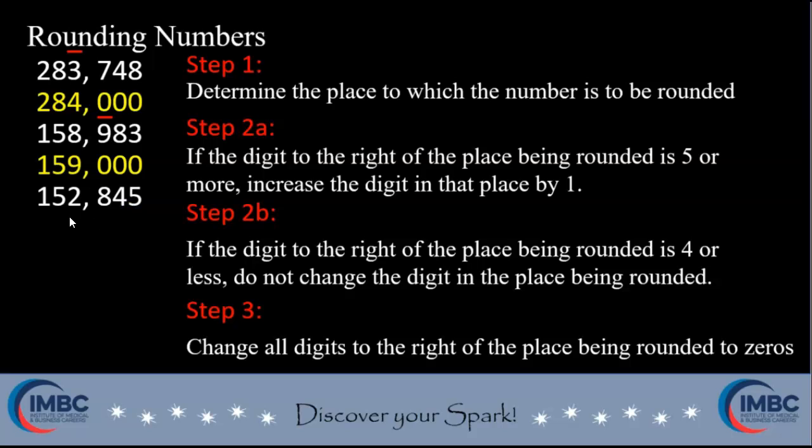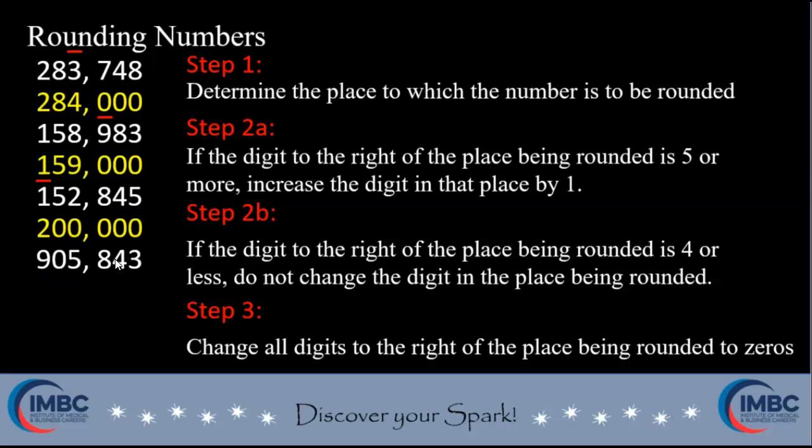The next number, 152,845. Let's round this to the nearest 100,000. We look to the number to the right. It's a 5. The 1 becomes a 2. Everything else is zeros. 200,000.